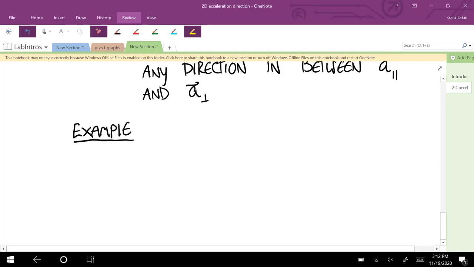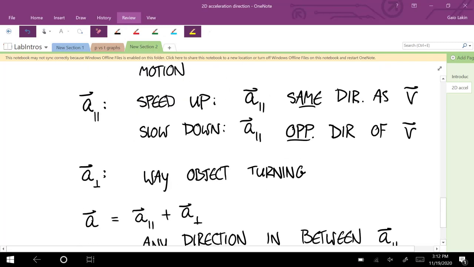And before I go into this, let me say one more thing. What if the object isn't speeding up, it's only turning? Okay. Well, if it isn't speeding up, then there's no A parallel, that's 0. And that means that the total acceleration is just going to be the direction of A perpendicular because you're not adding anything to it. An example of that we've seen in class is uniform circular motion. The object isn't changing speed, and so all you have is that centripetal acceleration.